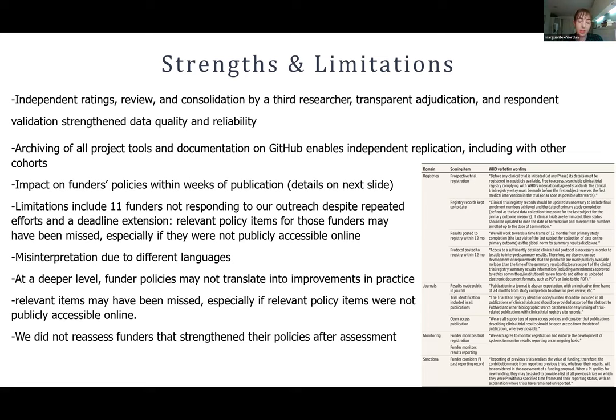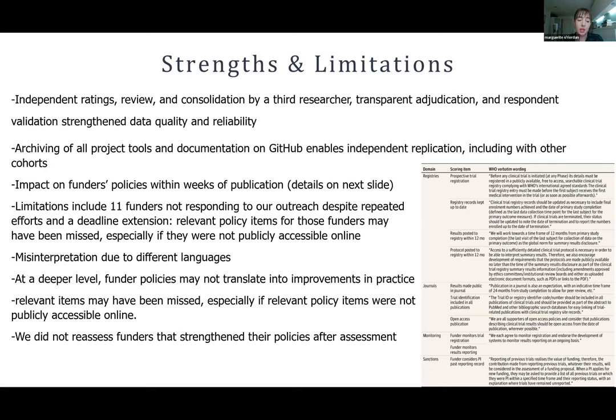So of course, further limitations. Unfortunately, 11 funders didn't respond to our outreach despite repeated efforts. We contacted them multiple times, and we even gave a deadline extension for a couple of funders and they still didn't come back to us. As a result, relevant policy items may have been missed, especially if they weren't publicly accessible online. Our whole methodology was limited to what was available online, along with contacting them. And of course, if they didn't contact us, we lost that information.